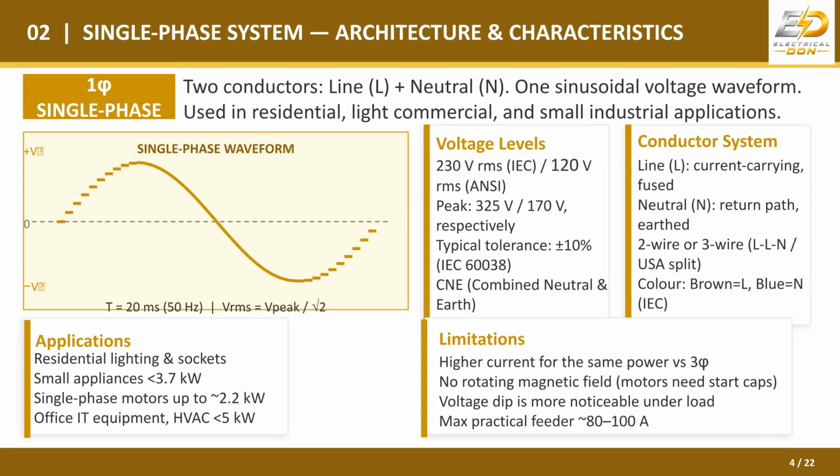Single-phase systems use two conductors, line and neutral, for residential and light commercial use. The voltage levels vary by region, with standard voltages like 230 volts and 120 V. Single-phase applications are generally limited to smaller loads and motors, up to around 2.2 kilowatts.